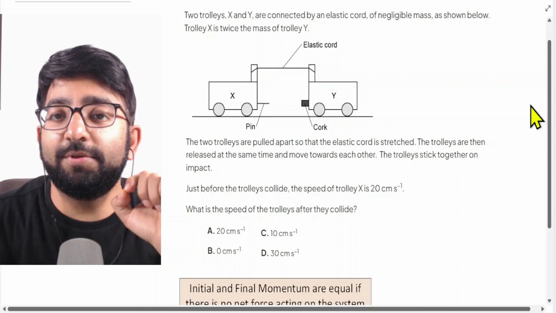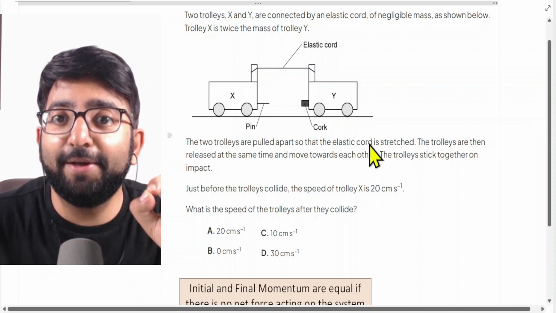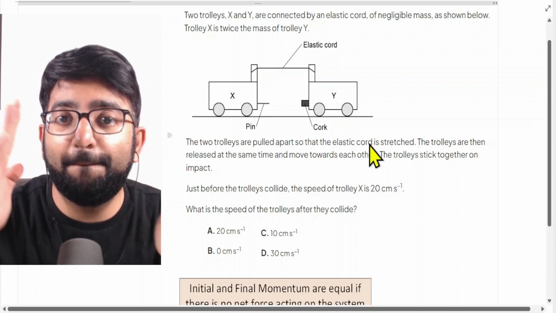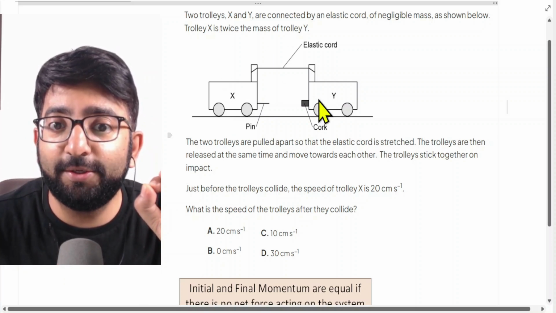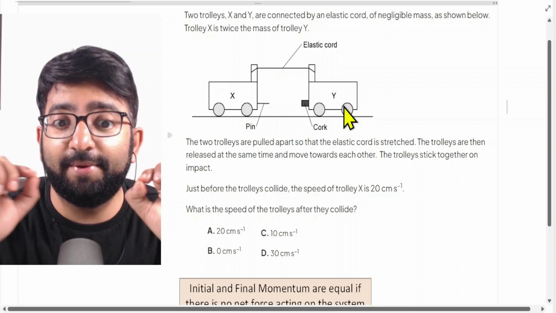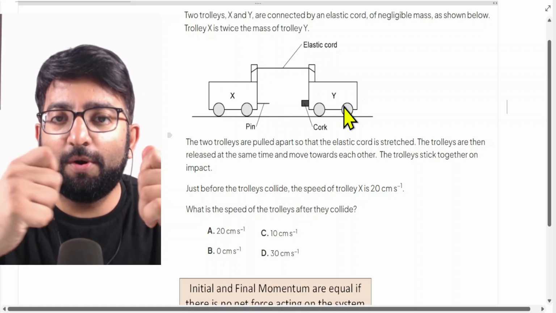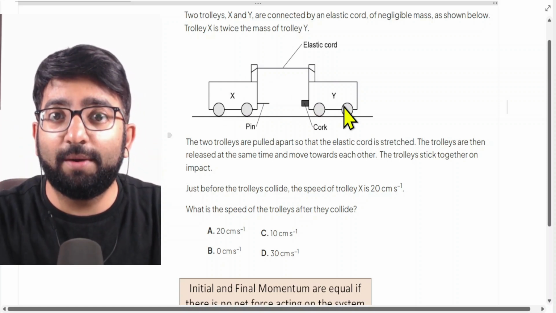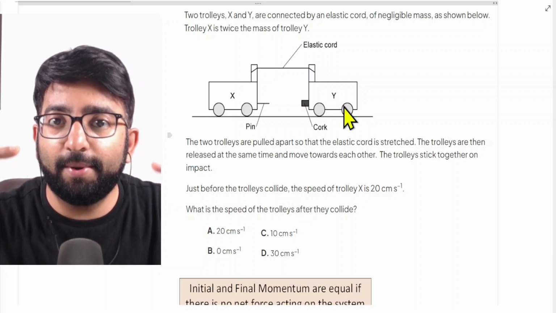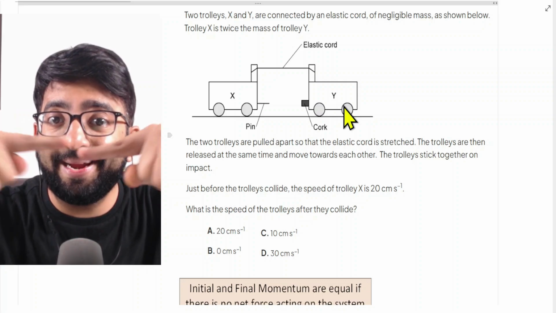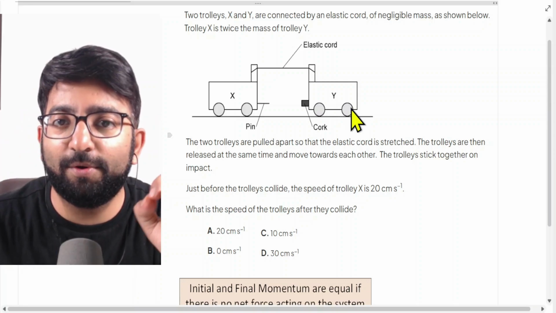So how do we approach such questions? Step one is always to draw the diagram. So we'll draw a before and after diagram. The before diagram is the one which is already shown: the two trolleys are released. First of all, the elastic cord is stretched. The two trolleys are released so that they start moving towards each other. Eventually, what is going to happen? The two trolleys are going to hit each other, and that will be the before situation.